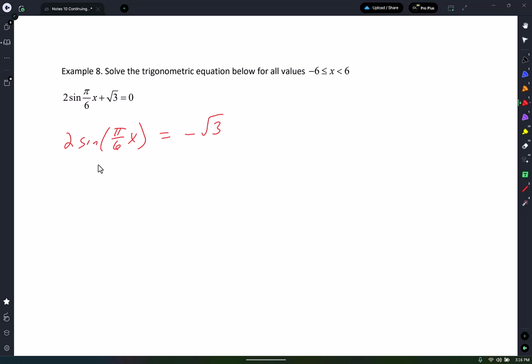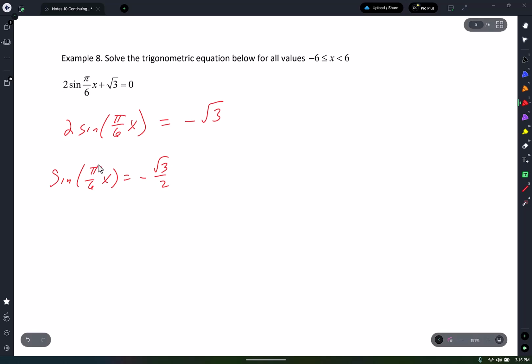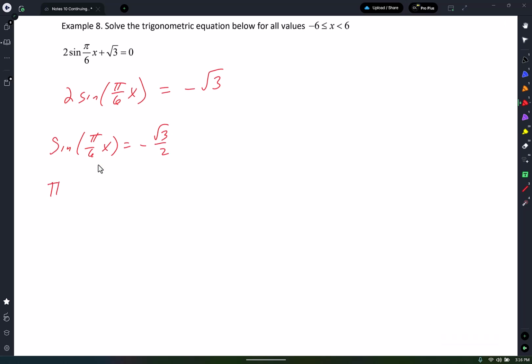How do I get rid of that 2 in the front? I divide. So sine pi over 6x equals negative square root of 3 over 2. What am I going to do next? Yeah, say it loud and proud. Inverse sine pi over 6x equals inverse sine of negative square root of 3 over 2. Do not put plus minus. That's for cosine. Plus 2 pi n.